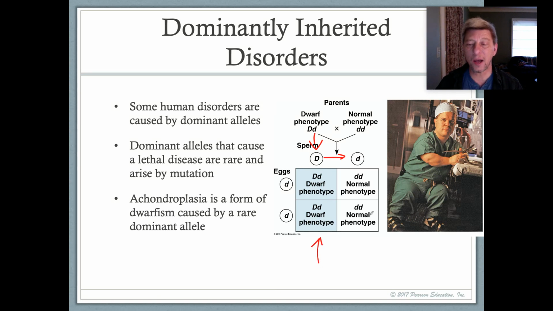Now, interestingly enough, they can also produce normal children of normal stature, because if they marry somebody who is homozygous recessive, then there's a 50-50 chance that their children will be either dwarfs or of normal height.